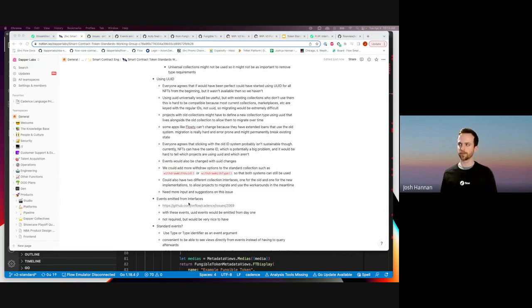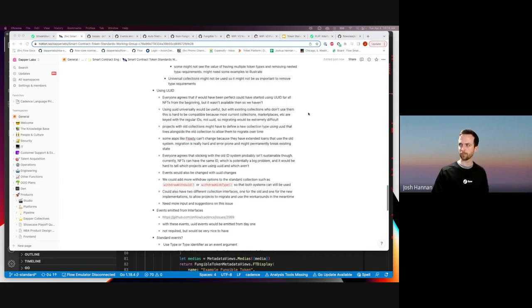So with the new standard, we want to encourage people to use UUIDs from now on. But the problem is with the upgrade, we can't just assume that every single project uses UUIDs, because a lot of them are still using this old project-specific ID system. So we're trying to figure out what we can do to either continue to support the old system, or provide some sort of migration path for old projects.